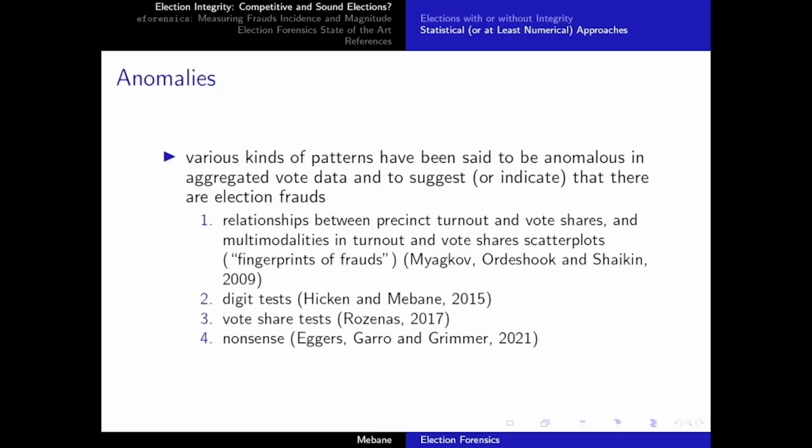Digit tests, I spent a long time working on digit tests. My colleague Alan Hicken and I wrote this report for the USAID grant we had about various kinds of digit tests. I spent a long time working on something called Benford's Law. So sadly, it doesn't work. It's too ambiguous, but it's often cited.